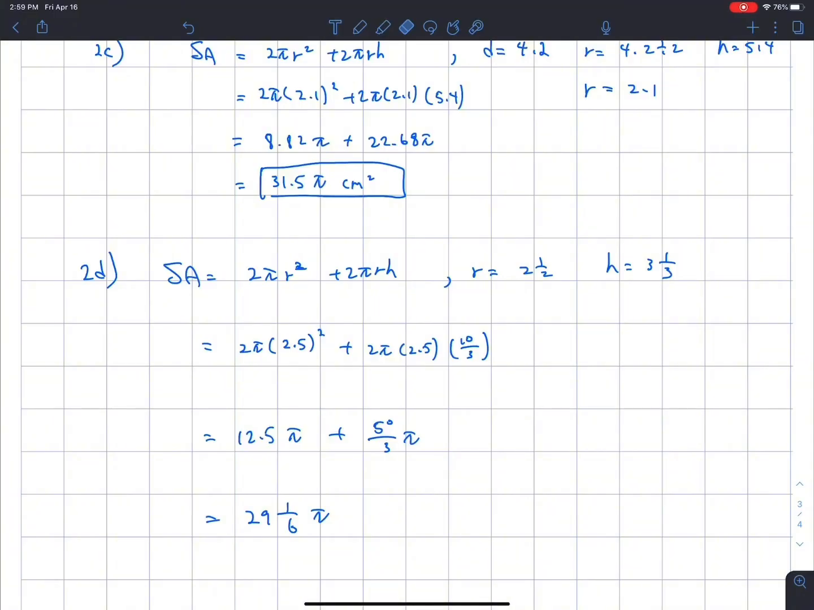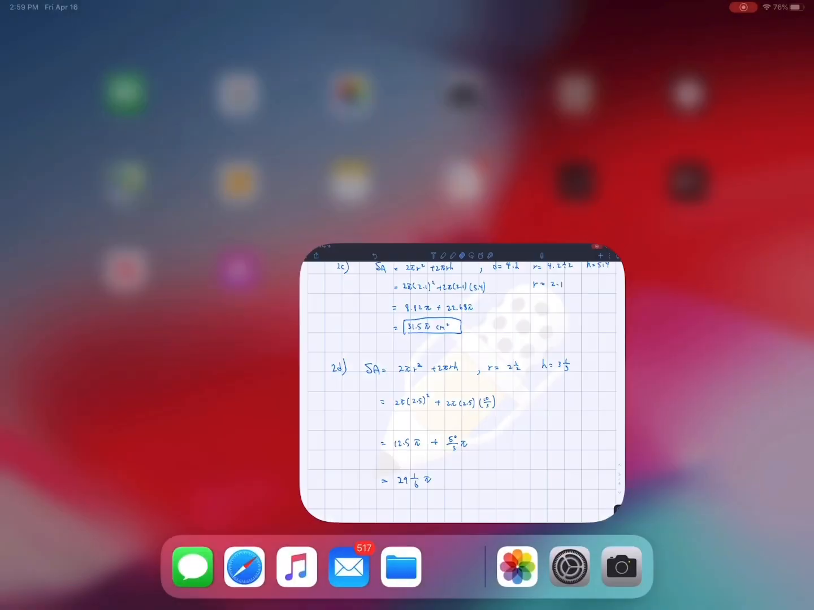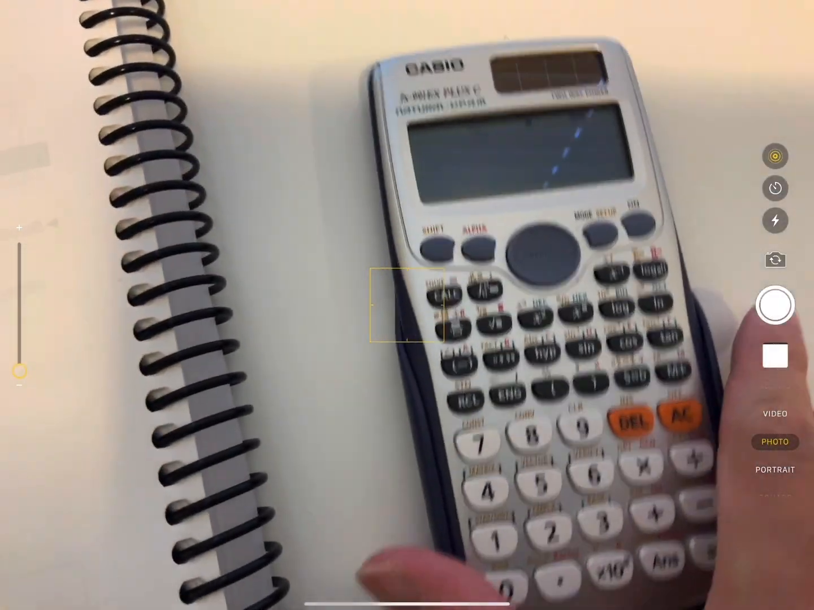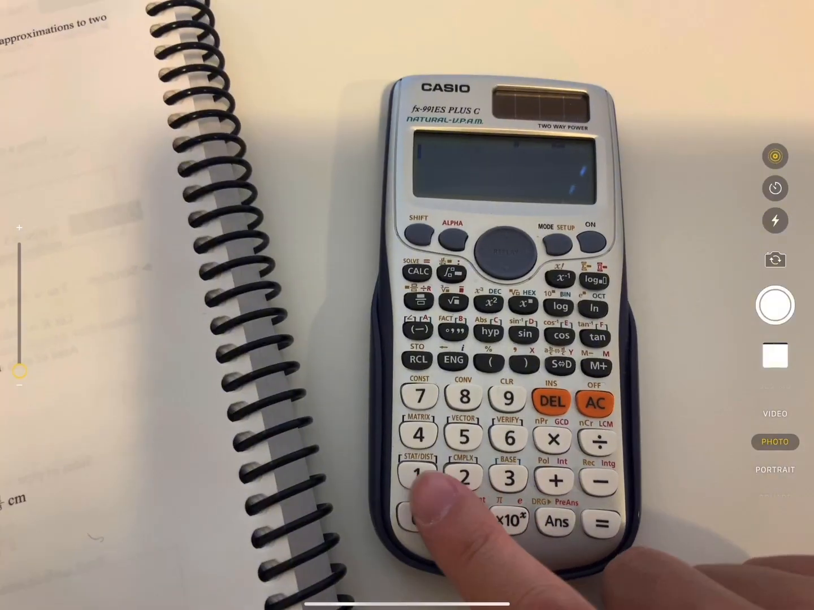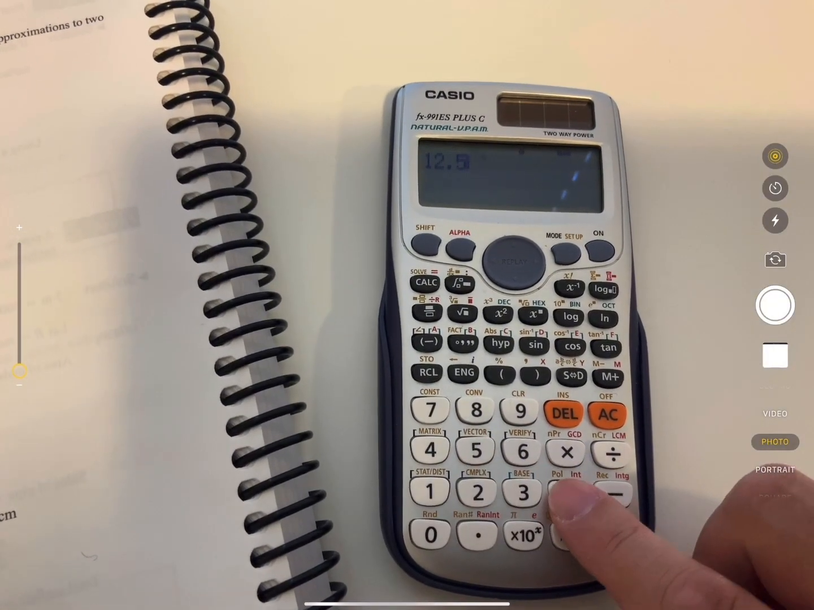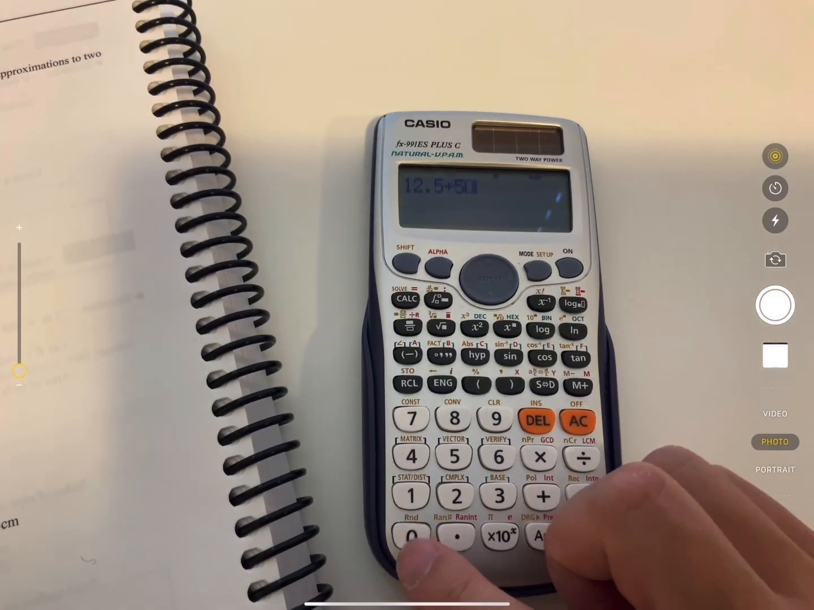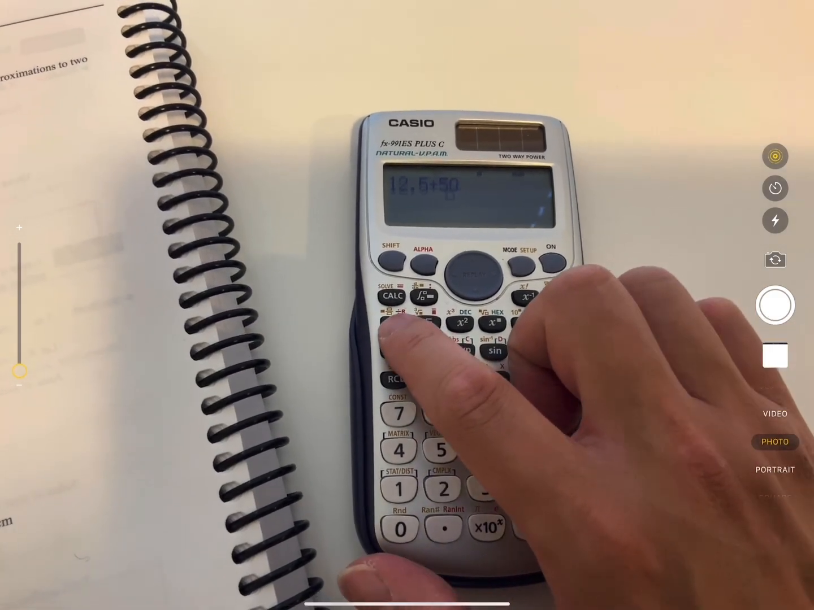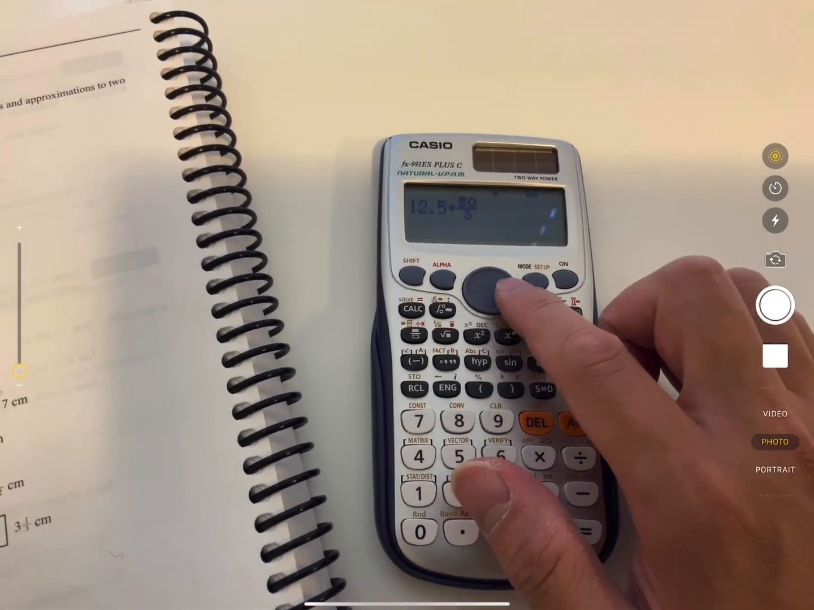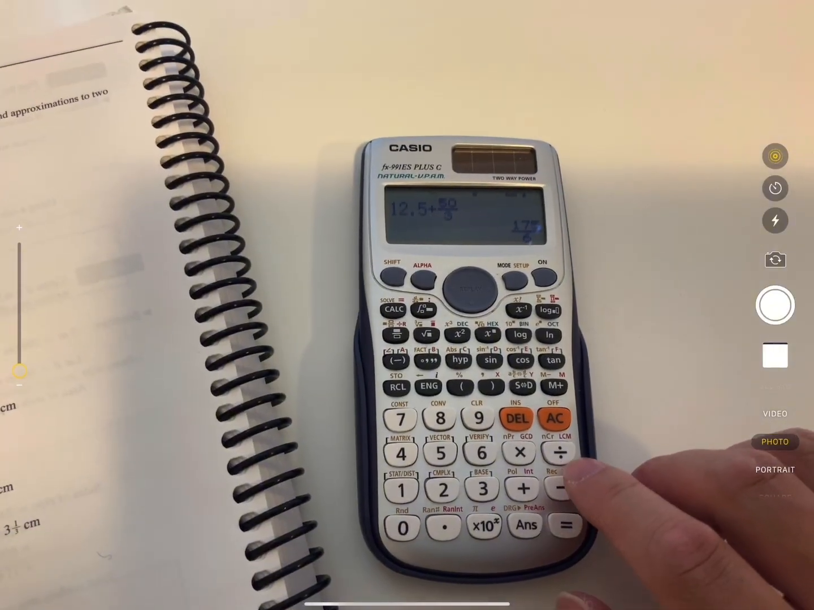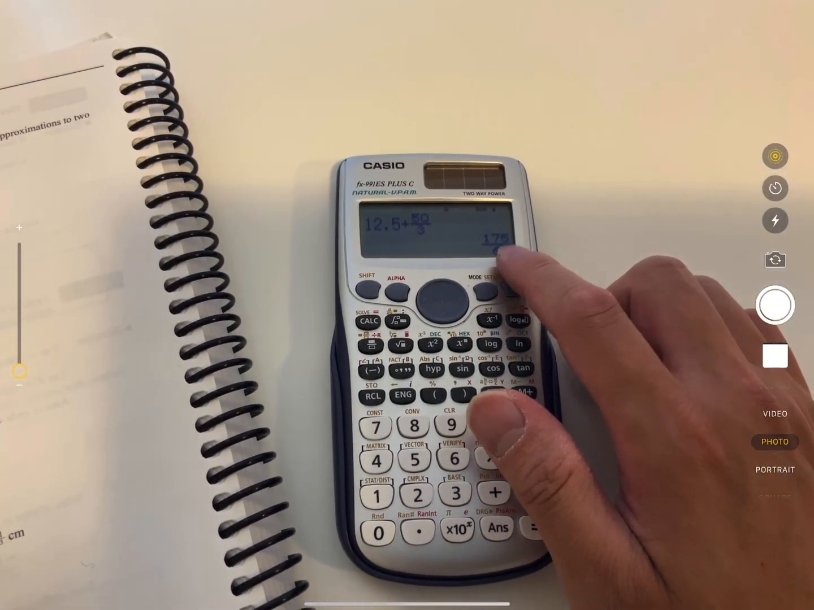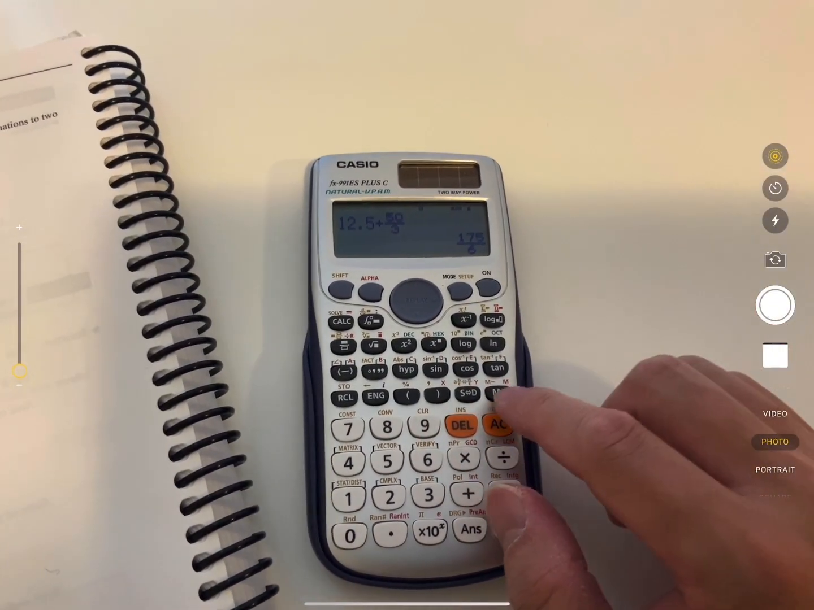Well, maybe I can show you that here. Let me show you that. 12.5. So the last calculation was 12.5 plus 50/3, I believe. So I want to use the fraction button for 50/3. Go to the right. And it gives me an improper fraction. I can change that back to a mixed fraction.